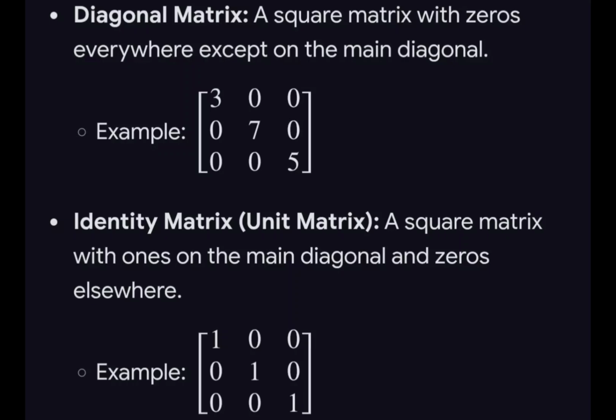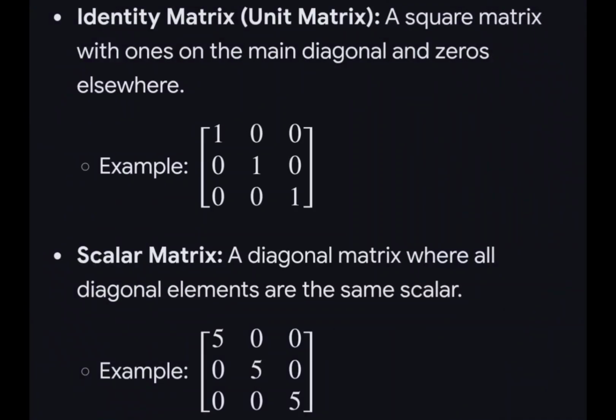Identity matrix or unit matrix is similar to a diagonal matrix where the leading diagonal elements are 1, with zeros elsewhere. A scalar matrix is a diagonal matrix where all the diagonal elements are the same scalar other than 1. So here it is 5 0 0, 0 5 0, 0 0 5. If it is replaced by 1, it becomes a unit matrix. Other than 1, it is a scalar matrix.